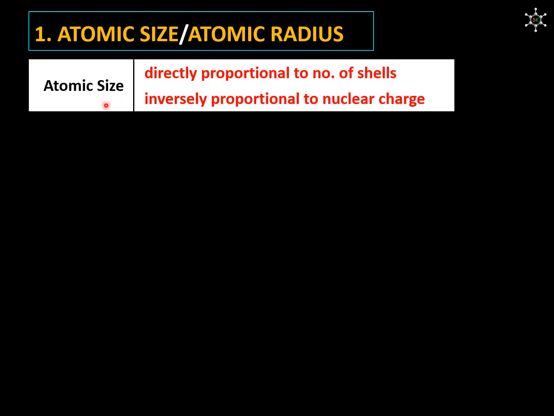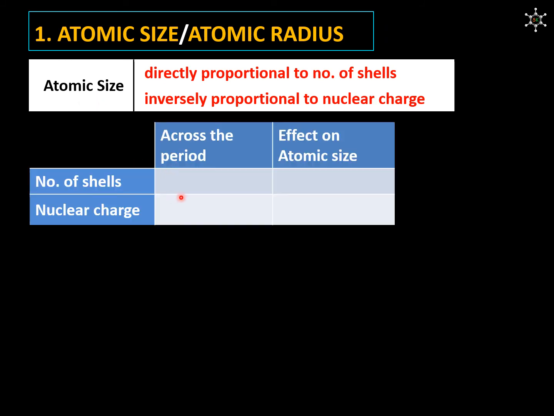We just learned that atomic size is directly proportional to number of shells and inversely proportional to nuclear charge. What it means is, as we increase the number of shells, atomic size also increases. As we increase the nuclear charge, atomic size decreases. If we decrease the number of shells, atomic size also decreases. If we decrease the nuclear charge, atomic size increases. If we keep the number of shells and nuclear charge the same, then atomic size also will remain the same.